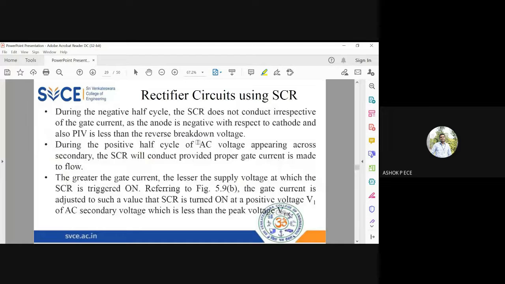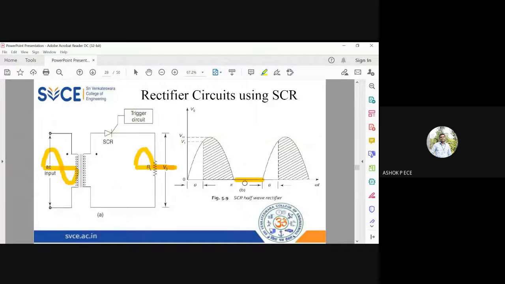During the negative half cycle, you see the SCR will not conduct because when the gate current is negative, the device is turned off, and you have a large reverse bias appearing across the device, which will make the majority carriers cross. So in the negative cycle, the output is going to be zero. That's why you see the output is zero in the negative cycle. In the negative cycle, there is no conduction of the SCR.